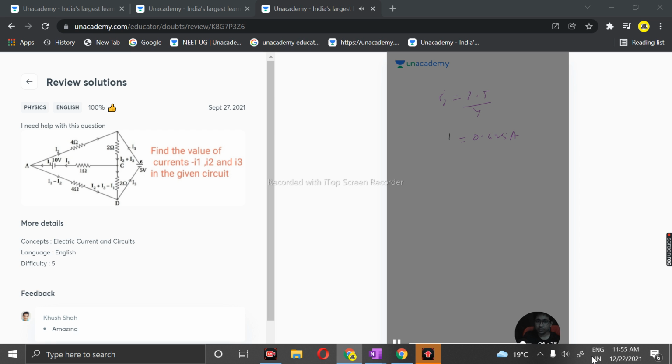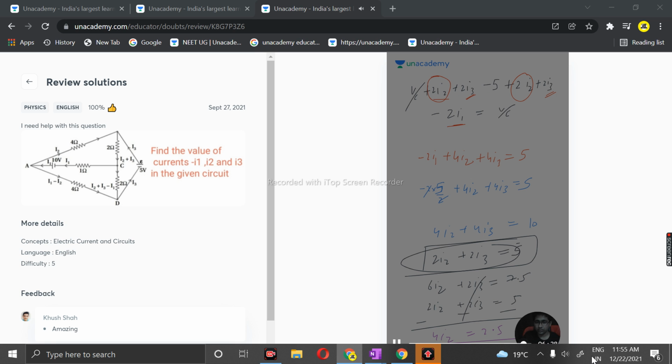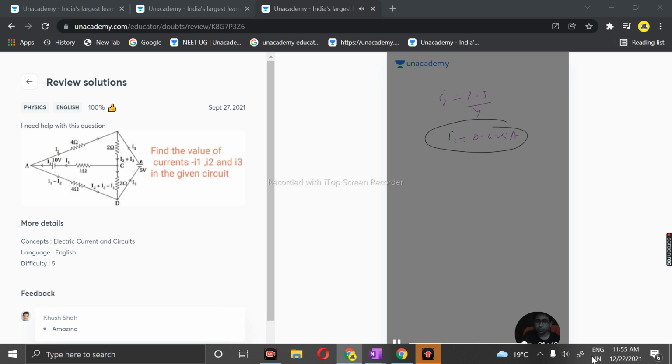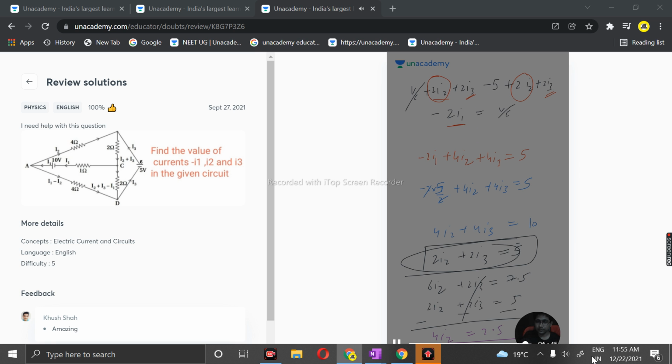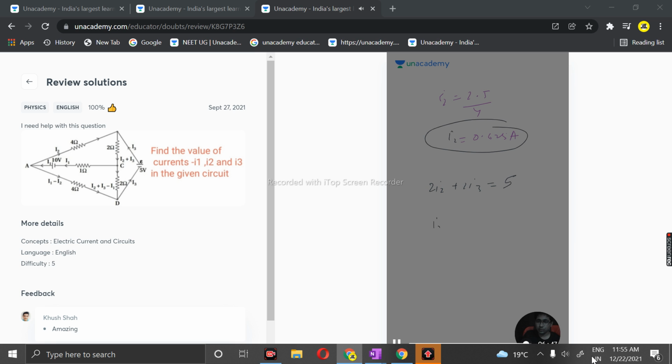Now we have I1 and I2. We just need to calculate I3. So 2I2 plus 2I3 is equal to 5, so I2 plus I3 is equal to 5 by 2, that is 2.5. I2 is 0.625, so 0.625 plus I3 is equal to 2.5. Now we just need to subtract 0.625 from 2.5, that is 1.875. 1.875 ampere is the answer for the question. Hope this answered your question. Thank you very much.